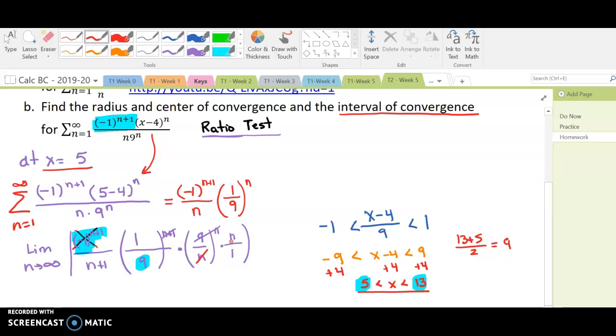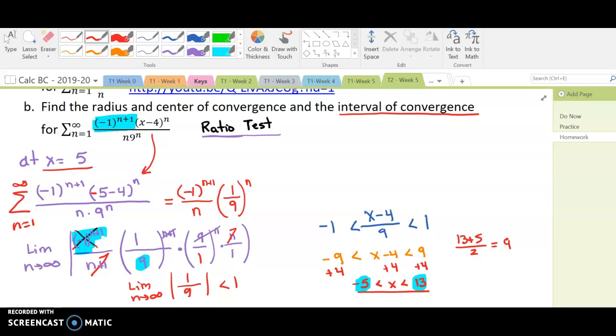This n should have been a 1, so that cancels out. And this n plus 1 and this n become 1 as both go to infinity. So now we're really looking at the limit as n approaches infinity of 1 over 9. Absolute value of that, is that less than 1?